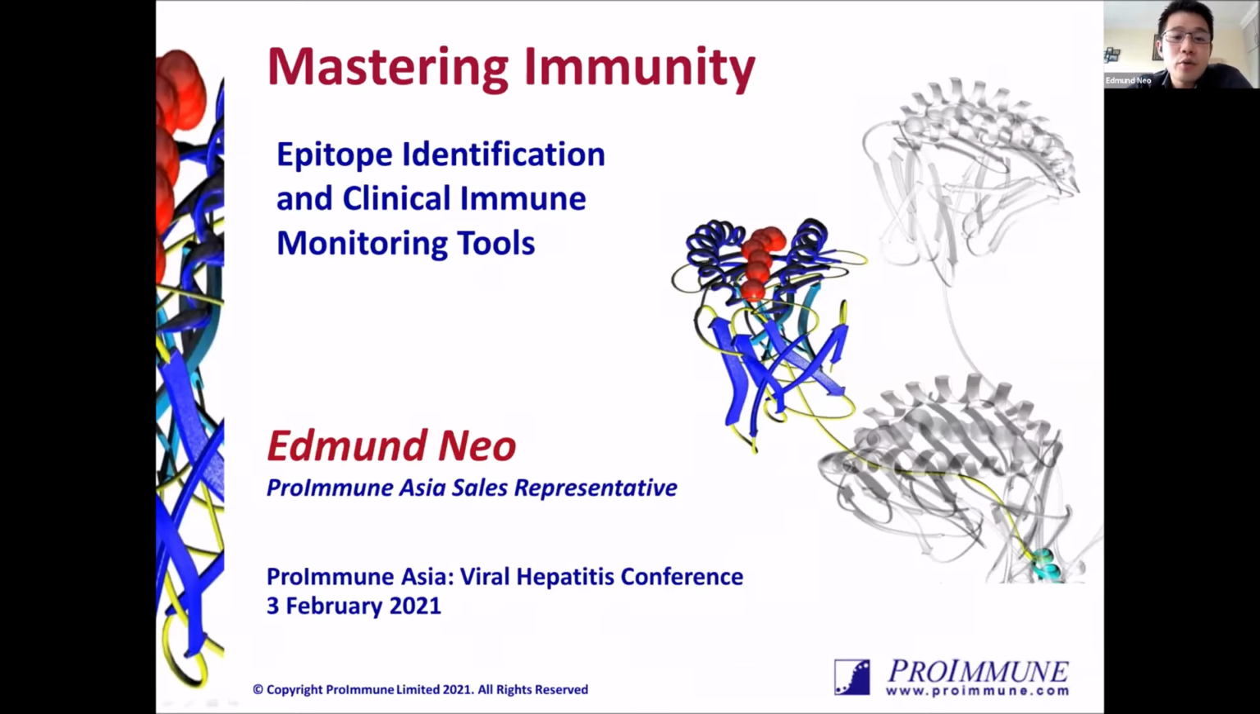So if I may, we will now move on to my talk. My name is Edmund Neo, located in Singapore, and I'm the sales representative for ProImmune in Asia. I've joined ProImmune for about 2 years after graduating from the National University of Singapore. Today I'll be sharing ProImmune's capabilities that we can offer for epitope identification and clinical immune monitoring projects.